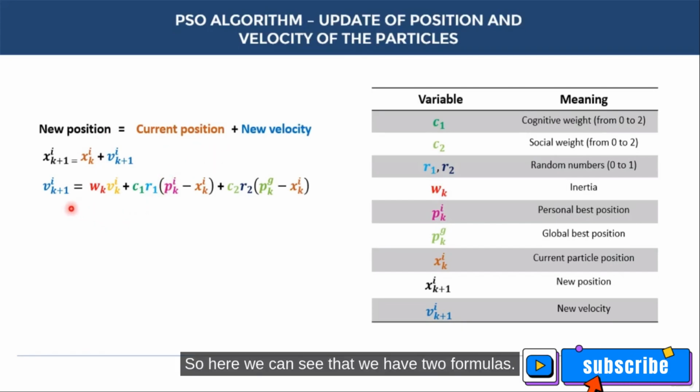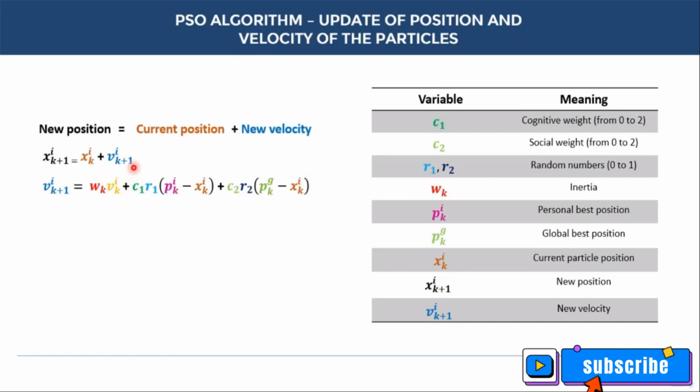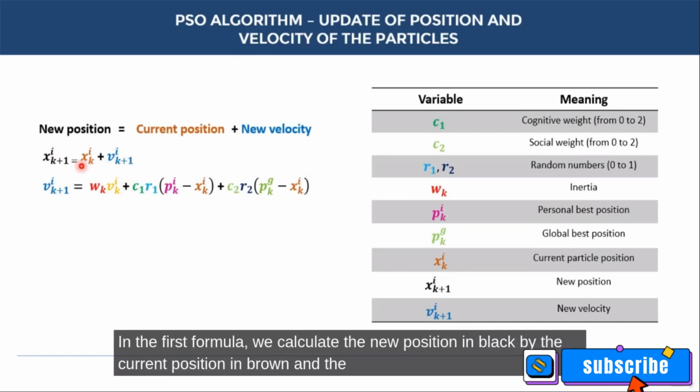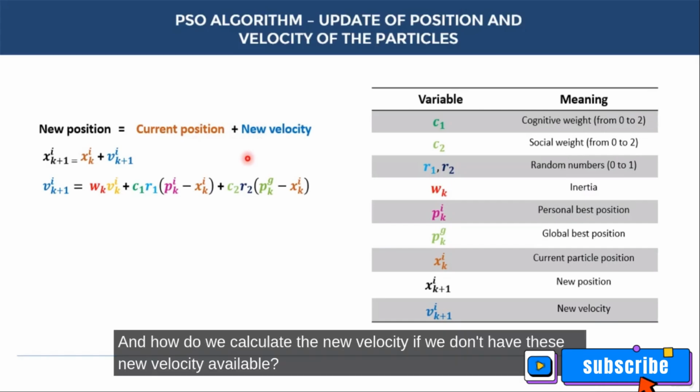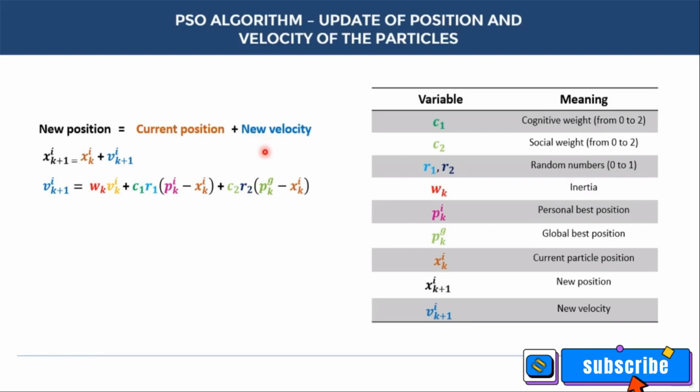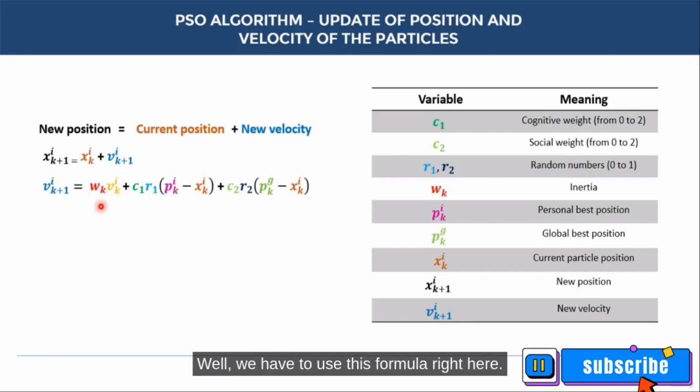So here we can see that we have two formulas. In the first formula we calculate the new position in black by the current position in brown and the new velocity in blue. And how do we calculate the new velocity if we don't have this new velocity available? Well, we have to use this formula right here.